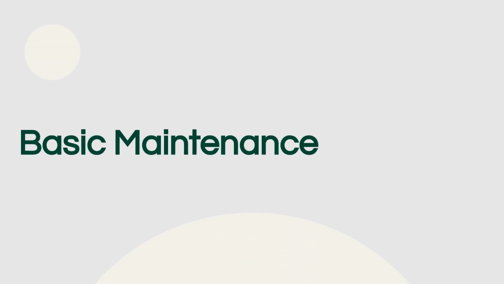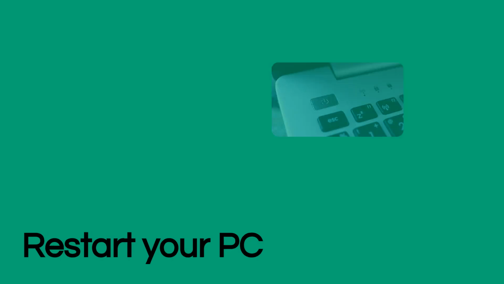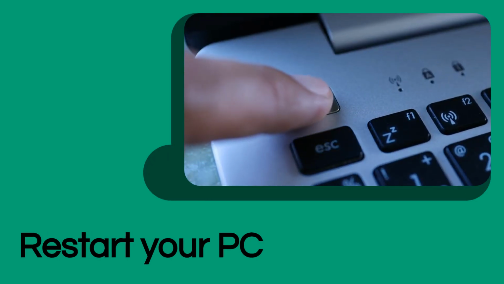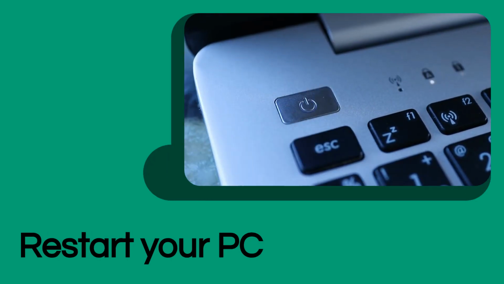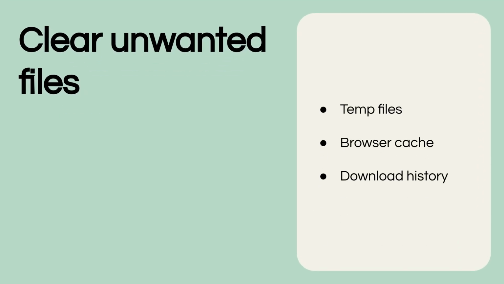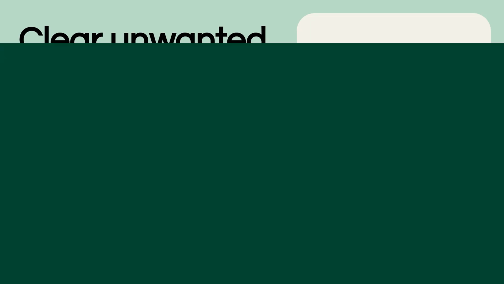Let's start with basic maintenance tips that can make a quick difference in your PC's performance. It sounds simple, but regularly restarting your PC is vital. It clears the memory and stops processes that build up over time. Next, clear out temporary files and browser cache. These unnecessary files accumulate and can significantly slow down your system.